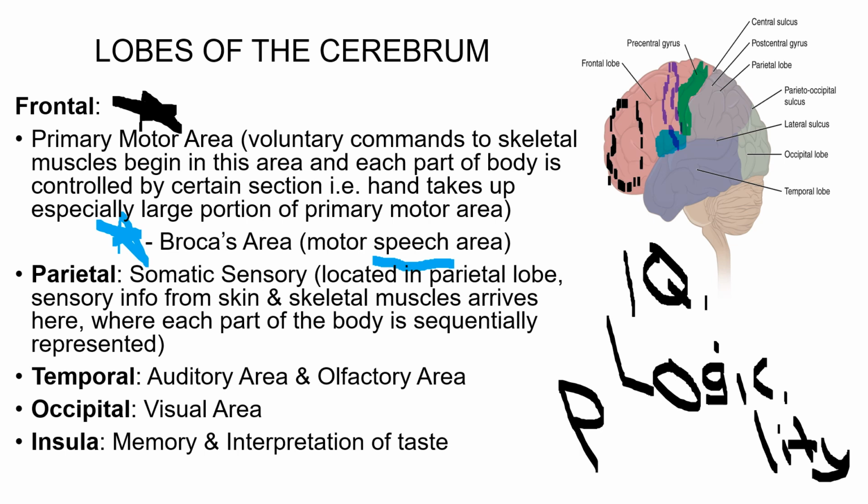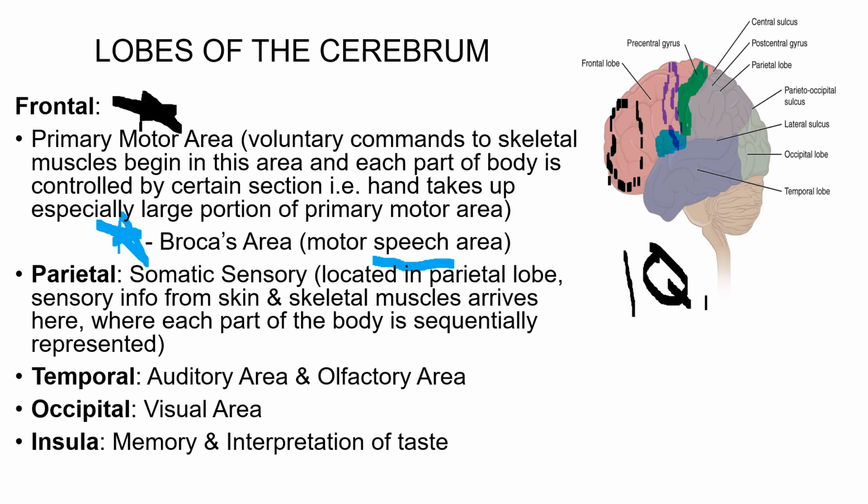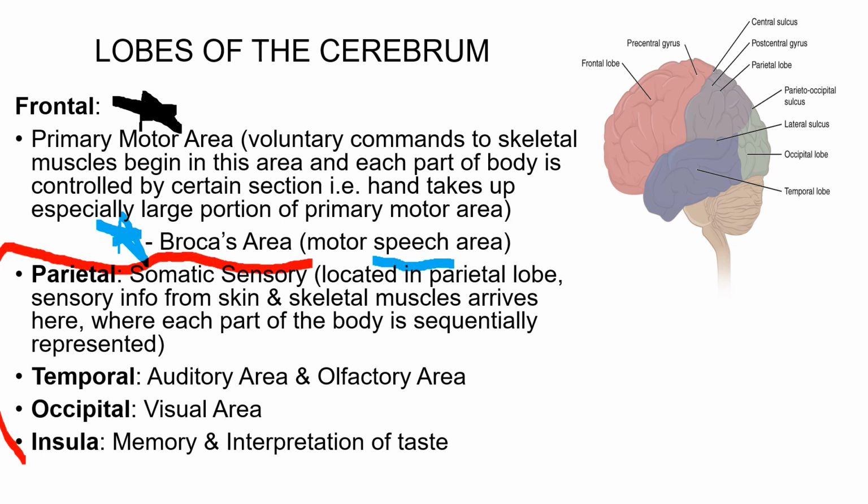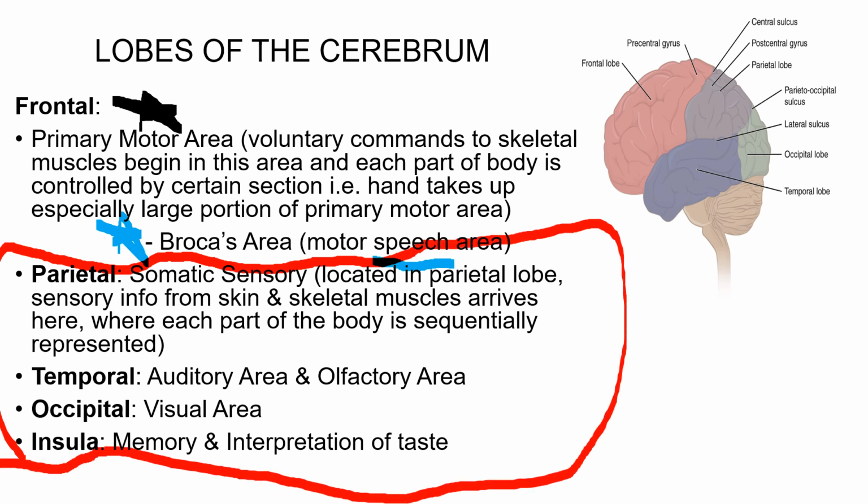The parietal lobe and the temporal lobe and the occipital lobe and the insula, pretty much everything else is going to be sensory related. So the frontal lobe is the only one dealing with motor function. Everything else, let me draw a big circle around the rest of these lobes, everything else is going to have some sort of sensory ability.